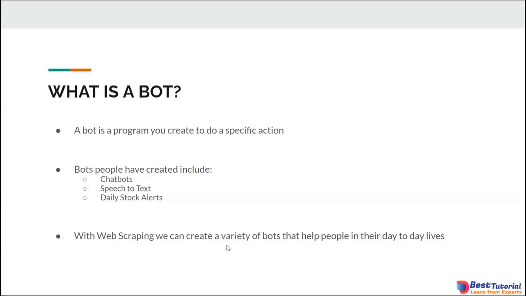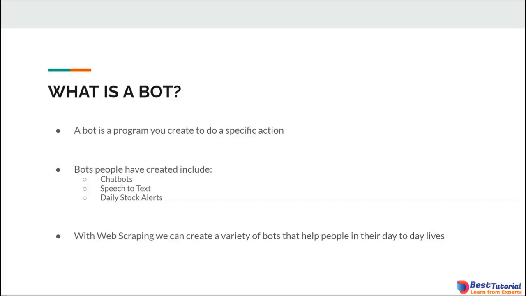So first of all, what is a bot? A bot is simply a program that you create to do a specific action. Certain bots that you've probably heard of are chatbots, bots that do speech to text, and bots that give daily stock alerts. For example, if a certain stock goes above a certain price, you'll get a notification on your phone. That's a bot that someone has created.